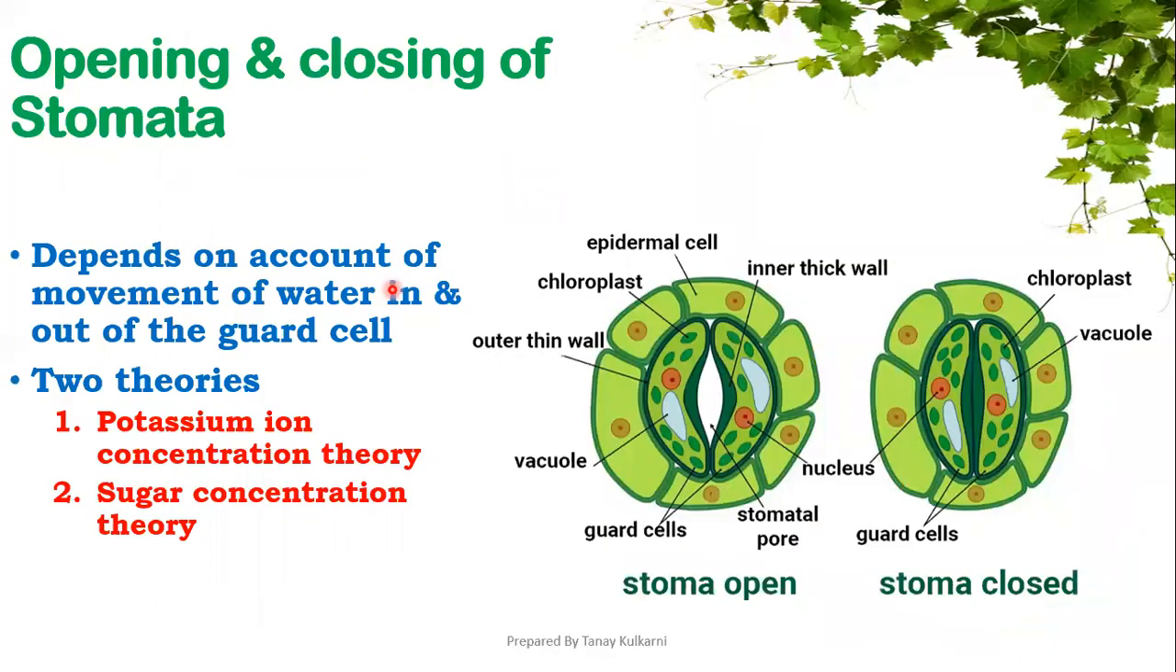For photosynthesis, not only solar energy is required, but carbon dioxide needs to be absorbed from the atmosphere. That work will be done by the structures present on the lower side of the leaf, called stomata. The opening and closing of stomata depends on how much water is accumulated in the guard cell. It totally depends on the movement of water, whether it moves inside the guard cells or outside the guard cell.